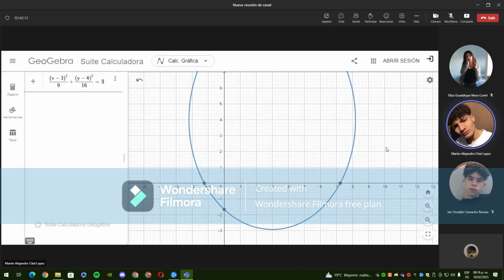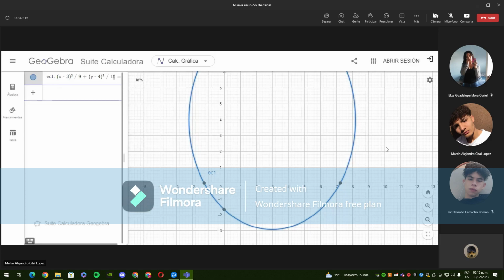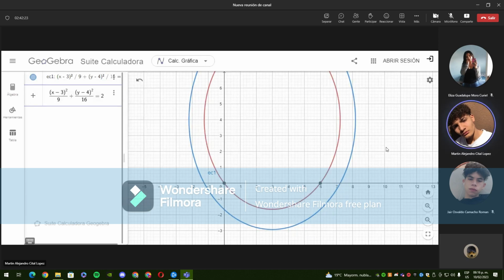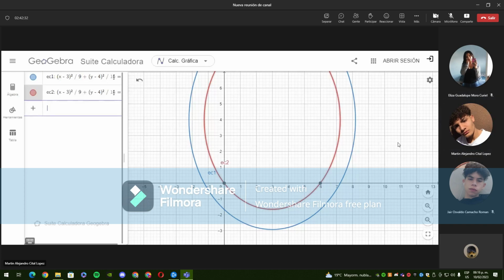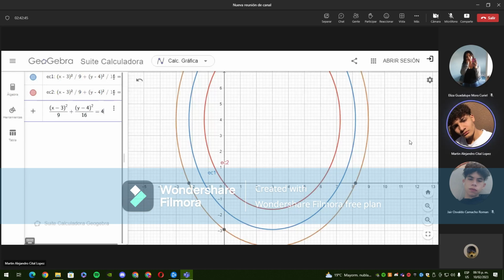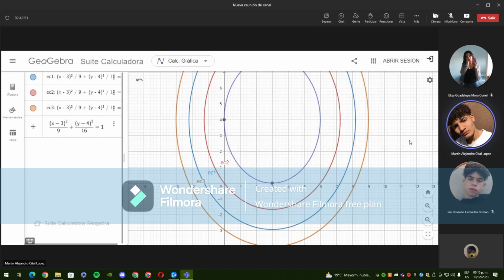That is a level curve. With the same equation, another level curve with the constant number 2, and successively number 4, number 1.